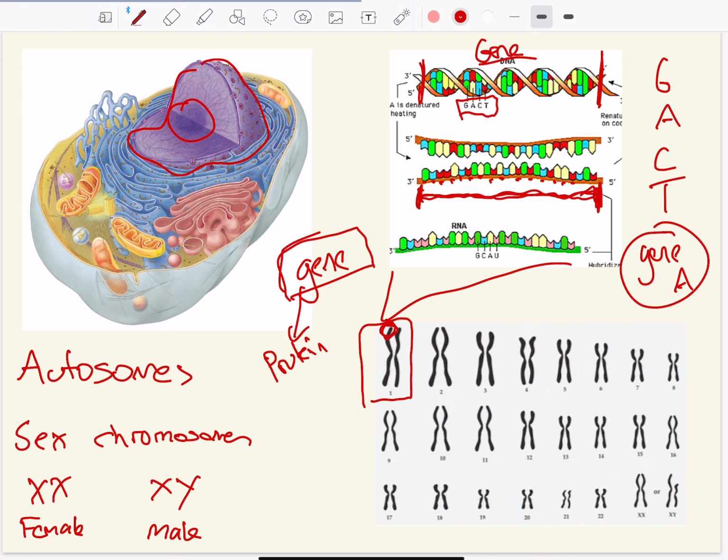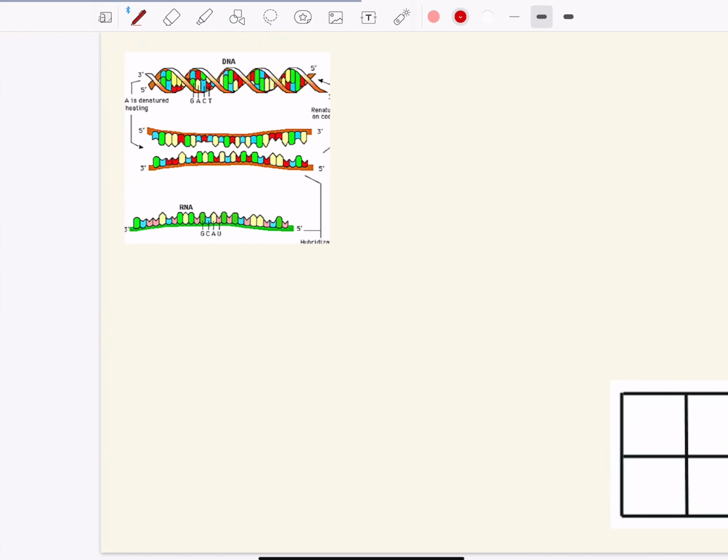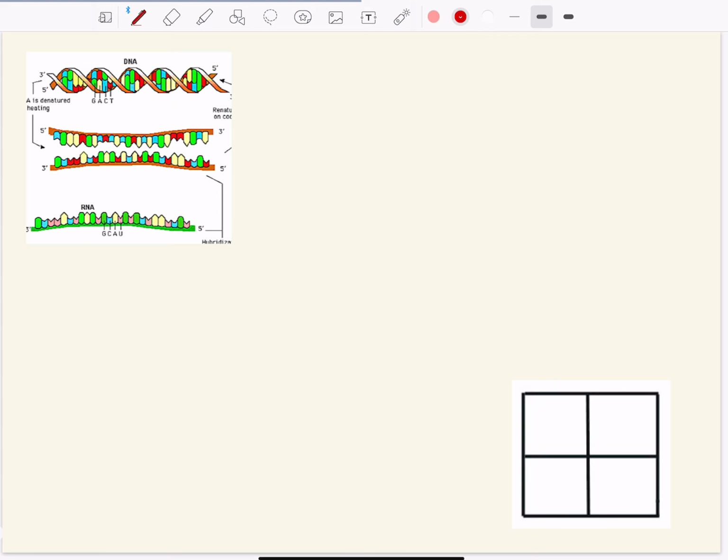So I'm going to jump across to the next screen, and we'll start with the autosomes, and we'll look at recessive and then dominant, and then we'll go to sex chromosome recessive dominant. All right. So we're focusing on chromosome 1 and specifically gene A.